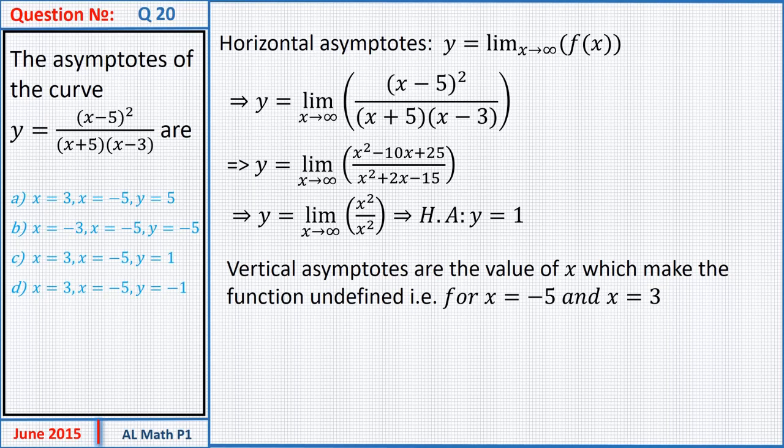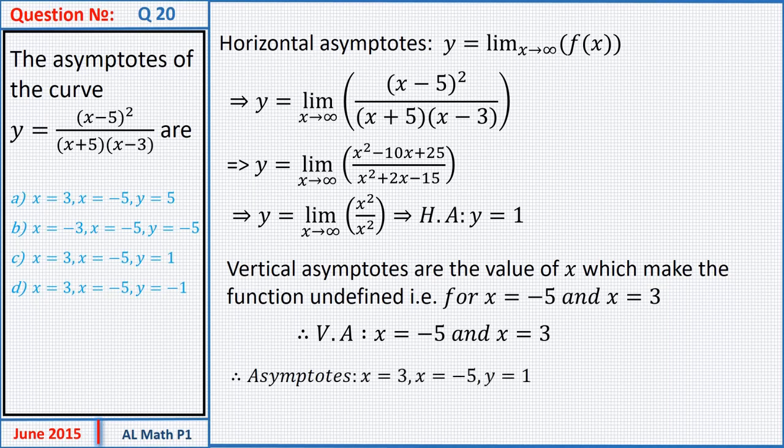The vertical asymptote is what? x equals negative 5 and x equals 3. So therefore our vertical asymptotes are those. So our asymptotes are x equals 3, x equals negative 5, and y equals 1. So our answer here is C.